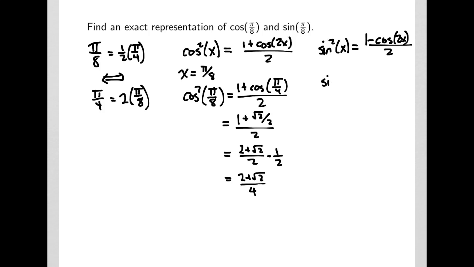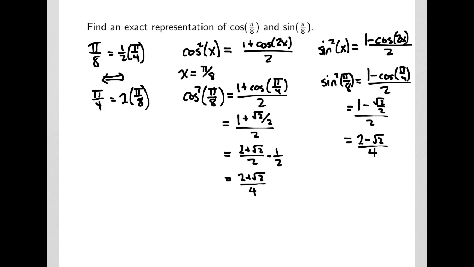Similarly, the square of the sine of pi over 8 is 1 minus the cosine of pi over 4 over 2. So we get 1 minus root 2 over 2 over 2. It's a similar sort of algebra. It's going to give us that the square of the sine is 2 minus root 2 over 4.